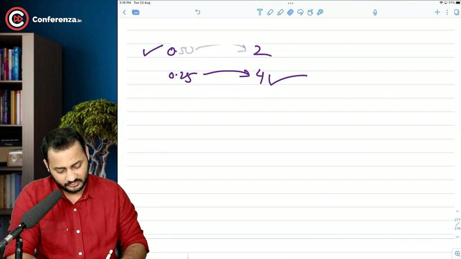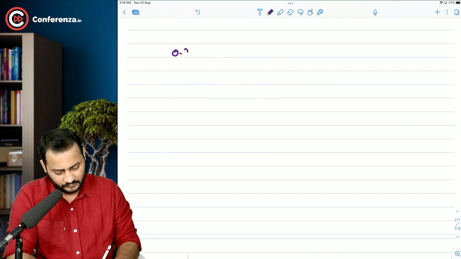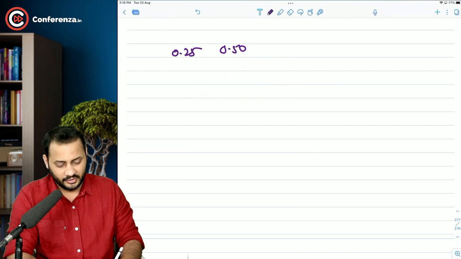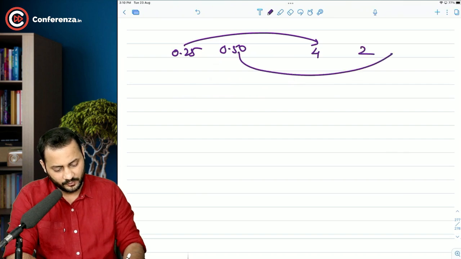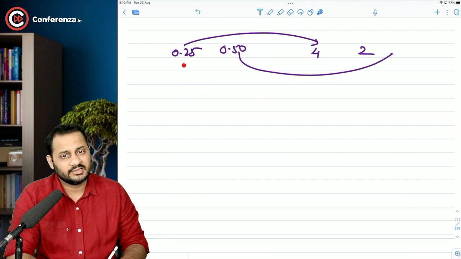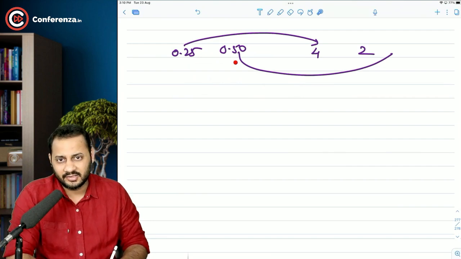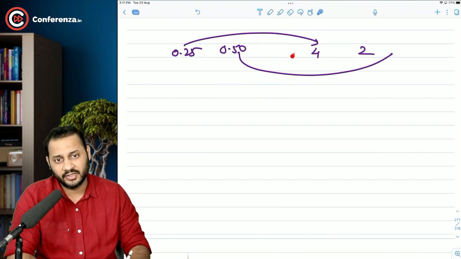So let me just write it once again in this format. 0.50, 0.25. If you reverse this, it will become 4, and if you reverse this, it will become 2. So bid is written first, ask is written later. Bid is the smaller amount, ask is the higher amount. This equation is proper, but this is not a proper equation. 4 should become the ask rate and 2 should become the bid rate, which is the lower amount. So 2 should be written on this side.